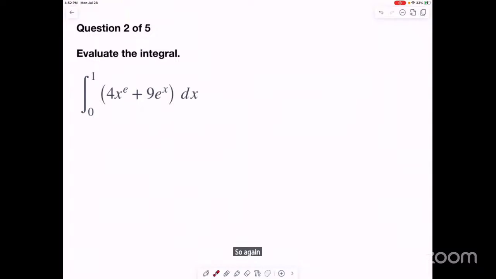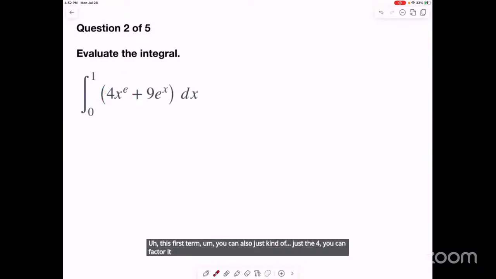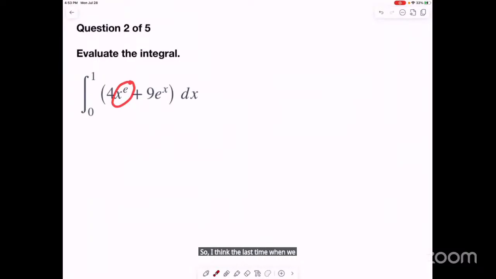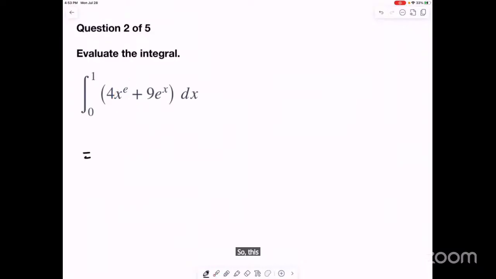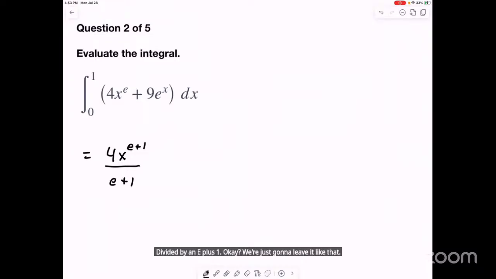So again, we can work this as pretty much 2 separate integrals. This first term, the 4, you can factor it and just put it in front. So this is really just the integral of x to the power of e. So I think the last time when we took the integral of a power, we just added 1 to the power and then divided by that new power. So this is going to be 4x to the power of e plus 1 divided by e plus 1. Okay, we're just going to leave it like that. And then we're going to say plus.